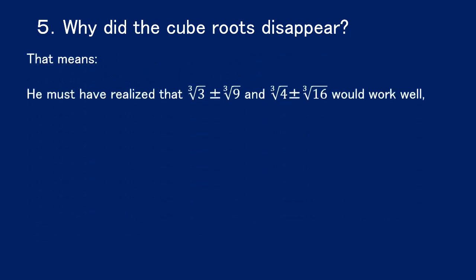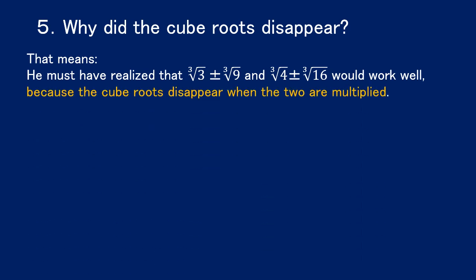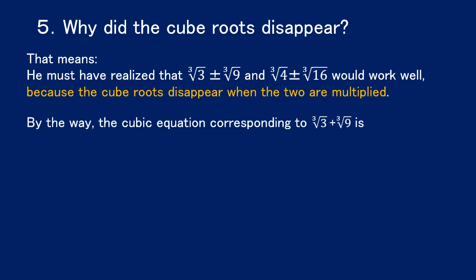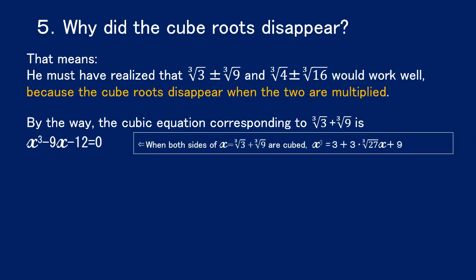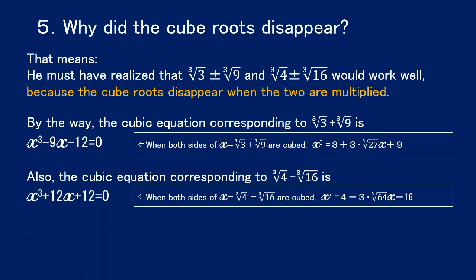That means he must have realized that the cube root of 3 plus or minus the cube root of 9, and the cube root of 4 plus or minus the cube root of 16, would work well, because the cube roots disappear when the two are multiplied. By the way, the cubic equation corresponding to the cube root of 3 plus the cube root of 9 is x cubed minus 9x minus 12 equals 0. Also, the cubic equation corresponding to the cube root of 4 minus the cube root of 16 is x cubed plus 12x plus 12 equals 0.